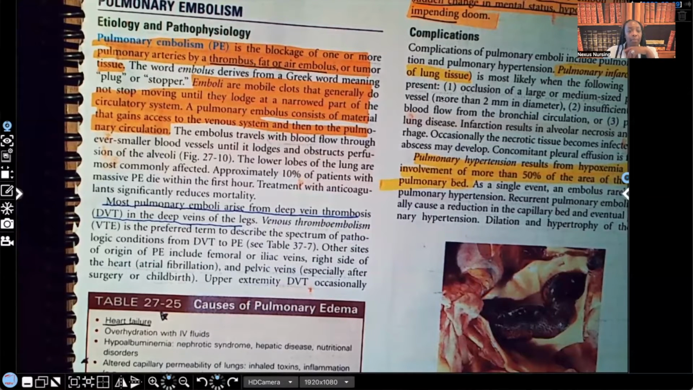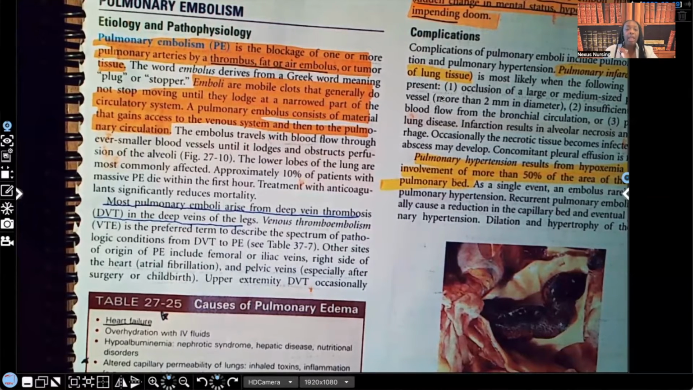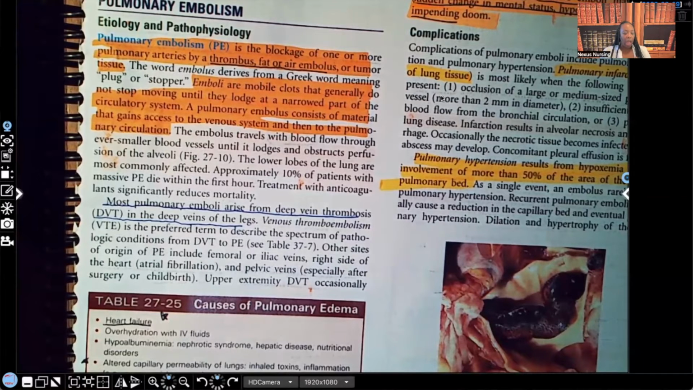It continues to say a pulmonary embolus consists of material that gains access to the venous system and then to the pulmonary circulation. Let's stop right there. So very often what happens is a patient will have a clot, and usually it'll be in a lower extremity, right? It'll be the left lower extremity, right lower extremity. And then that clot dislodges and then it goes to the lungs. And now we have a bigger set of issues. That's why it's so important. You guys got to know, and I'm going to go over this in a little bit, but you guys got to know the patients who are at risk for throwing clots.